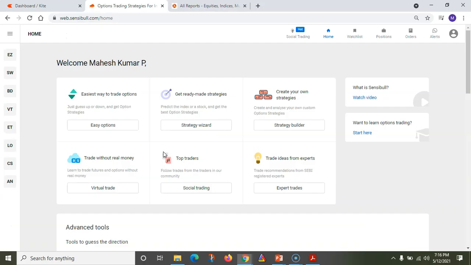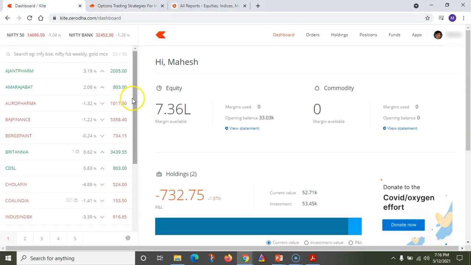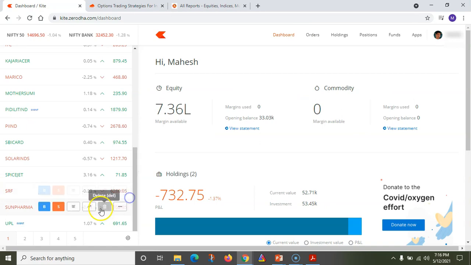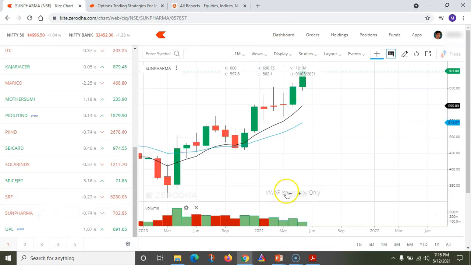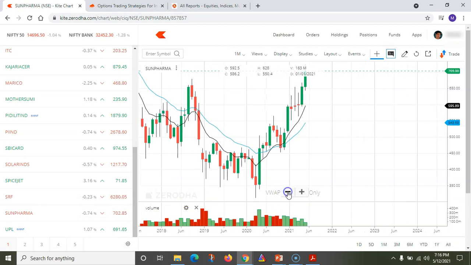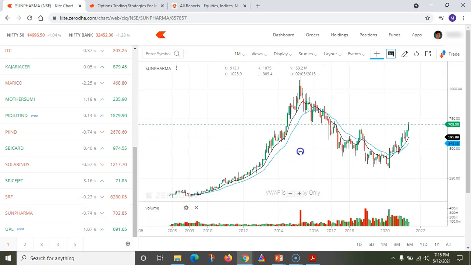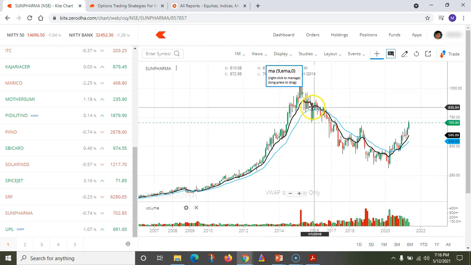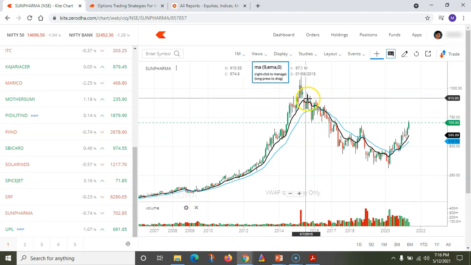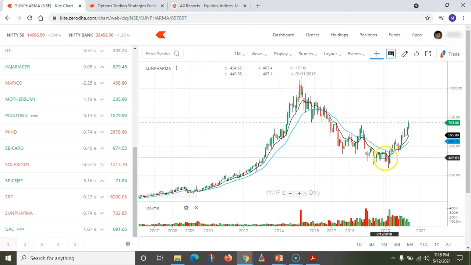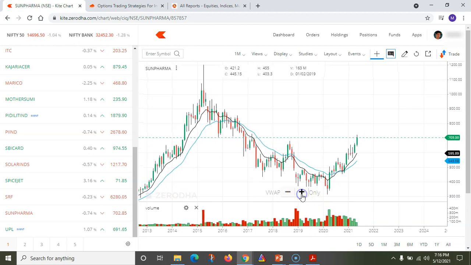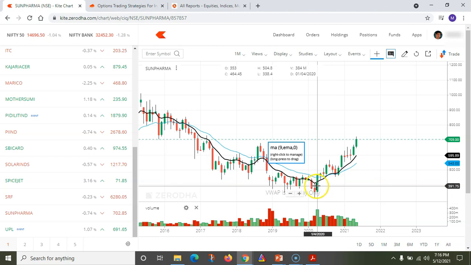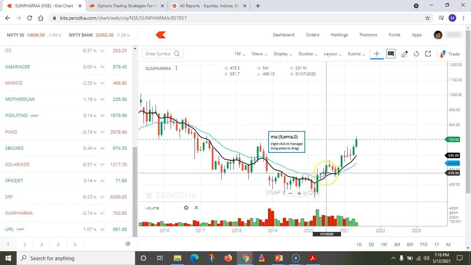I'm going to select, say, Sun Pharma. Let us take a monthly chart of Sun Pharma. You can see it was in a major bull run till 2015, and then it had a bearish trend. Now again it turned bullish. But the point to note here is we are looking for a breakout, not for a trend reversal. Trend reversal also you should have entered somewhere around here, but now we will look for a breakout.